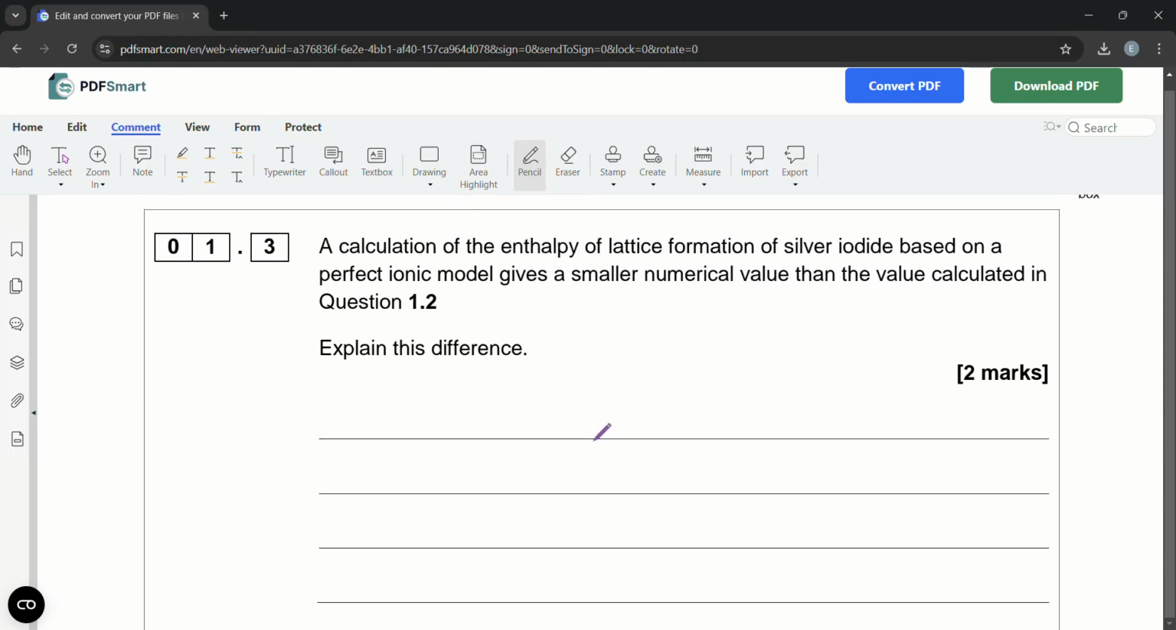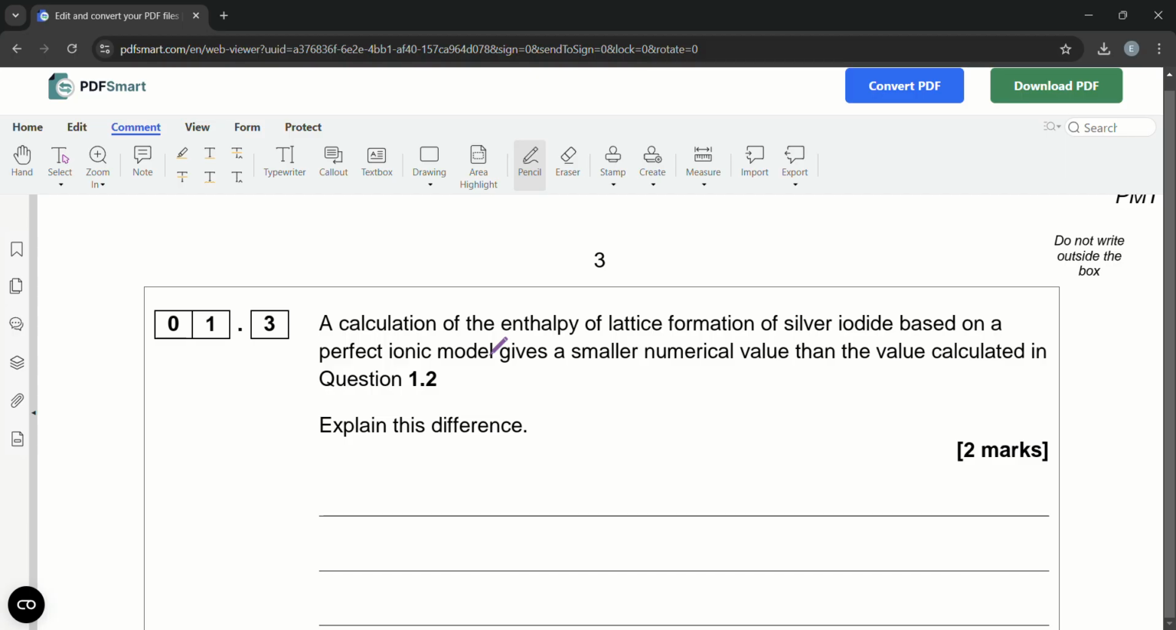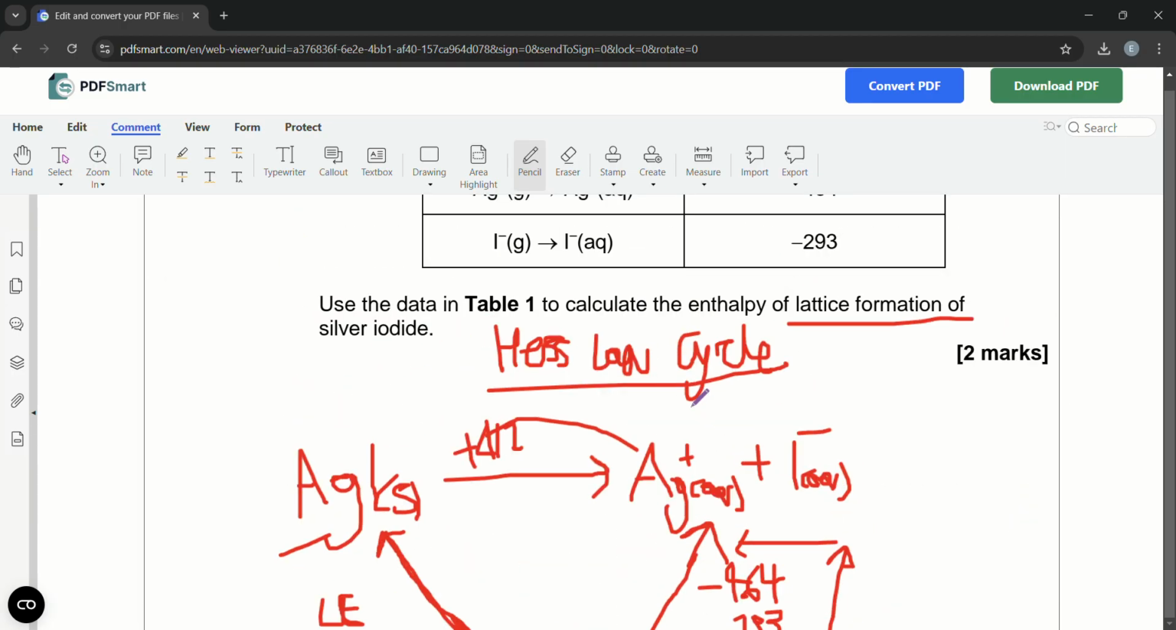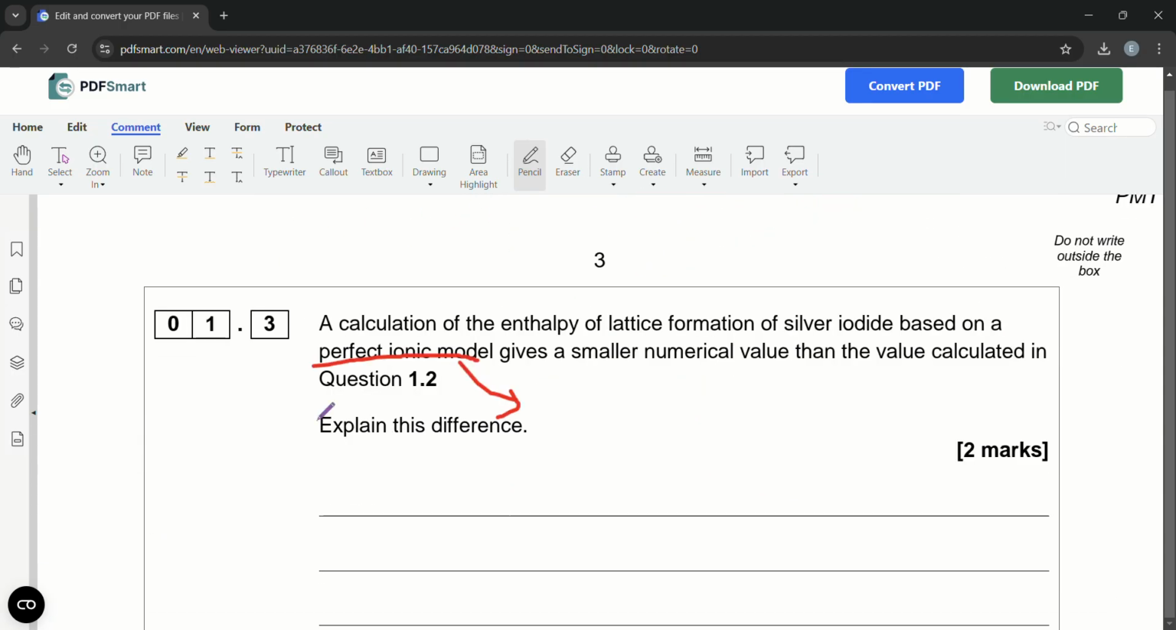Next question, 1.3. A calculation of the enthalpy of lattice formation of silver iodide based on a perfect ionic model gives a smaller numerical value than the value calculated in question 1.2. Explain this difference. Well, a perfect ionic model is the idea that it's completely symmetrical, so it's got to be something about the silver iodide. Why does it give a smaller value than the value calculated?